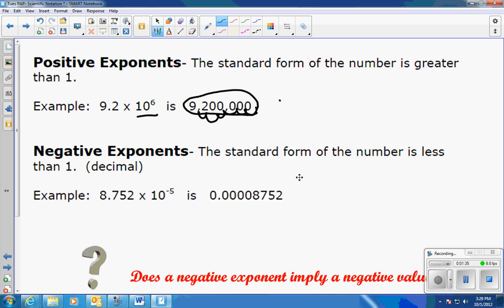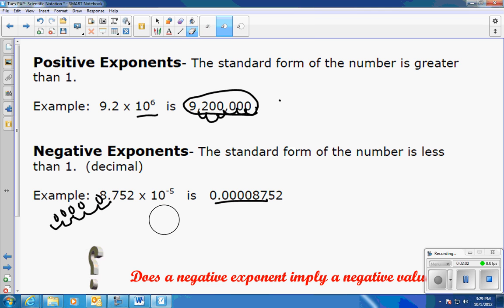Negative exponents, the standard form of the number is less than 1. In other words, a decimal. So this -5 just tells us which direction we're going. We're still going to move 5 times. So I need to make this number smaller because that exponent is negative. So I'm going to move it 1, 2, 3, 4, 5 times, which is why you see all these zeros over here. And I actually drew one too many, but you get the idea.